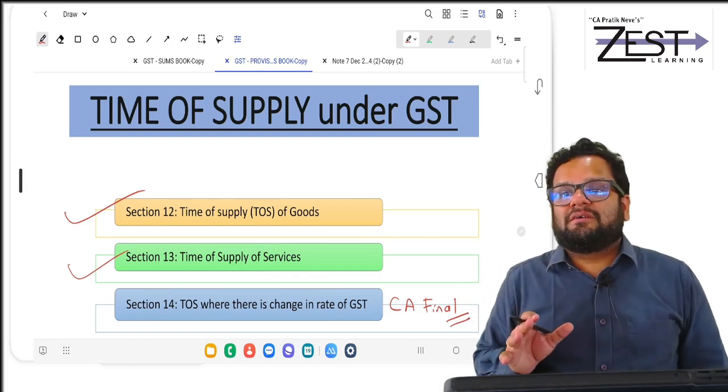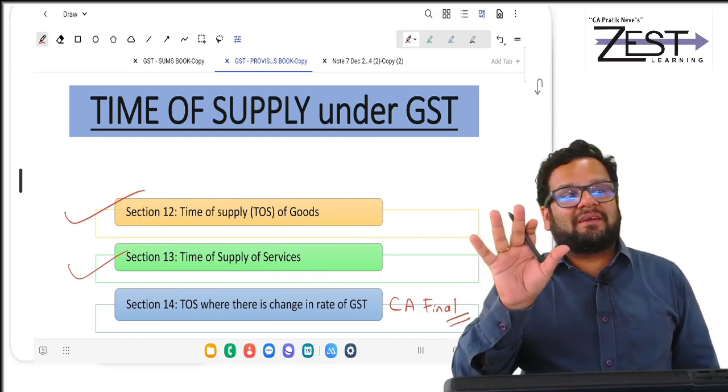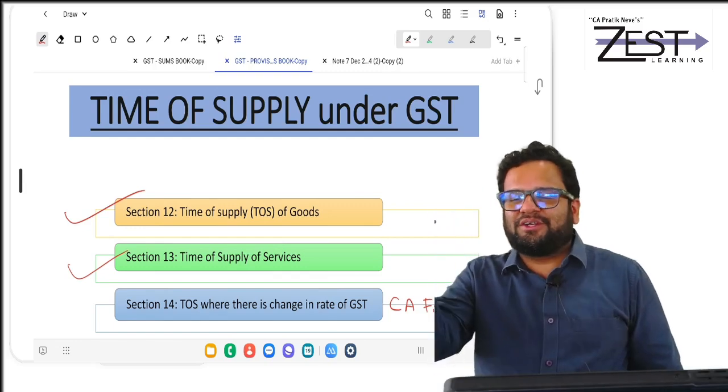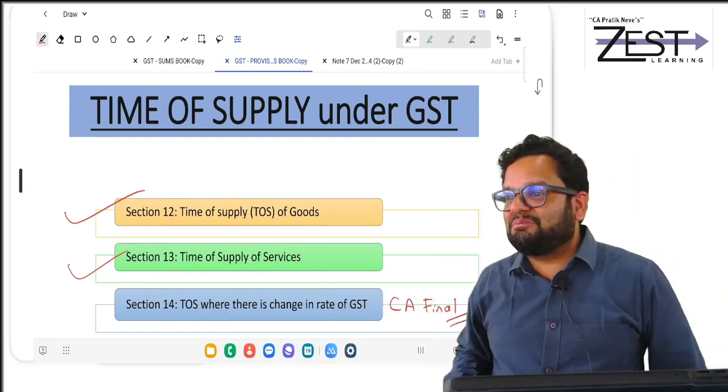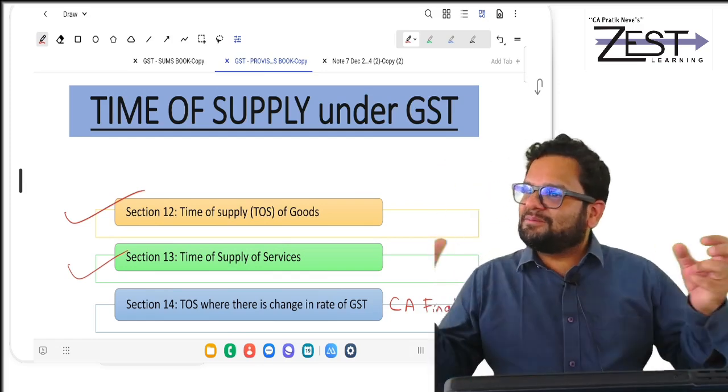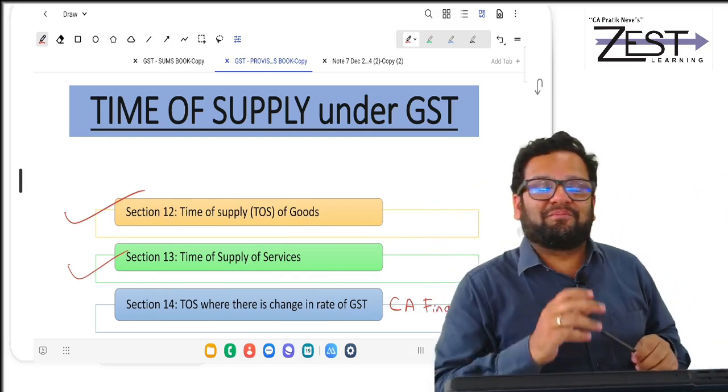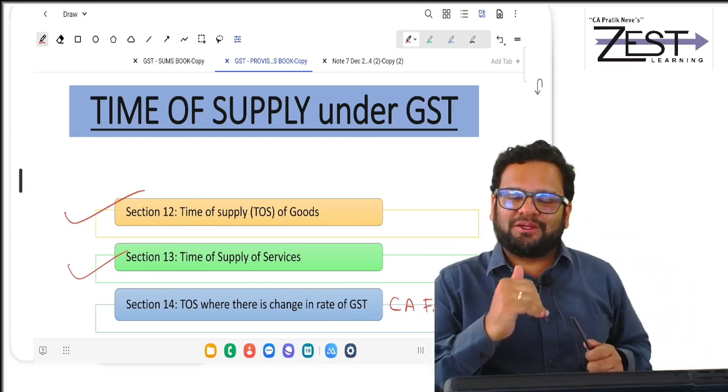What is the point? Assume you have understood what supply is. Sorry, I'm taking a mixed Hindi and English language batch also, so sometimes it gets mixed. This is a 100% English batch. I should keep on reminding myself.